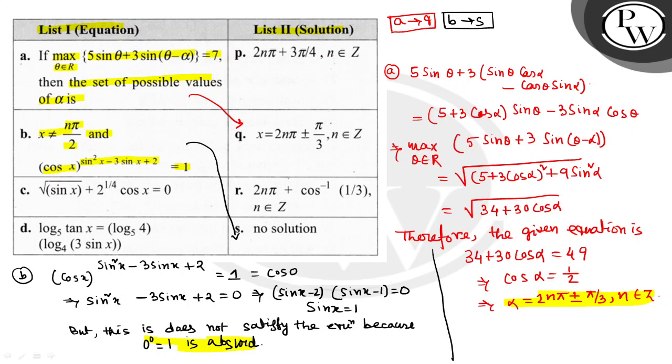Now we move to the third problem, that is question number C, that is given: root under sin x plus 2 to the power 1 by 4 cos x equal to 0. So we have to solve this question C so that you understand what the correct result is. You start the solution of C: root of sin x plus 2 to the power 1 by 4 of cos x is equal to 0.